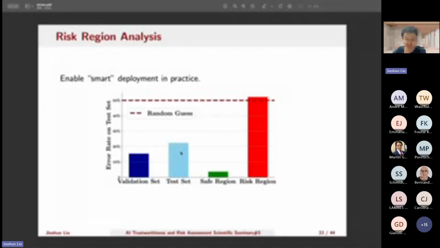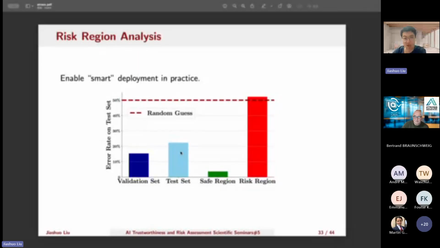So if we can have a better understanding of our data, and a fine-grained analysis of our model's performance, it can enable smart deployment in practice. We can choose where to trust our model and where not to trust our model. So this is our second tool, the risk region analysis. It's super simple.